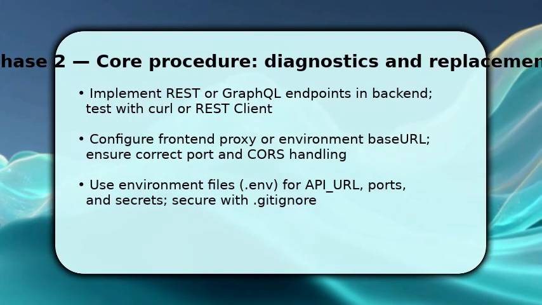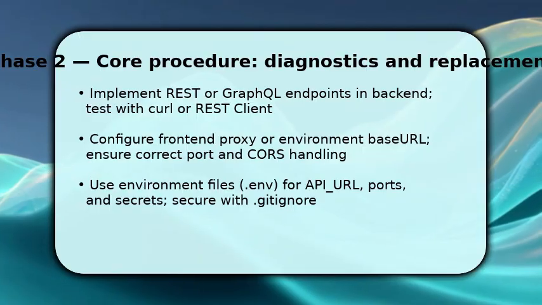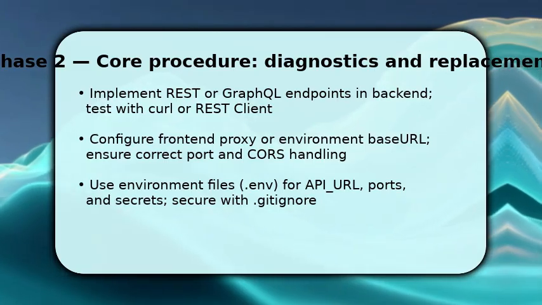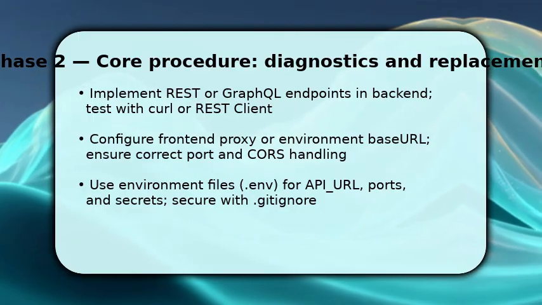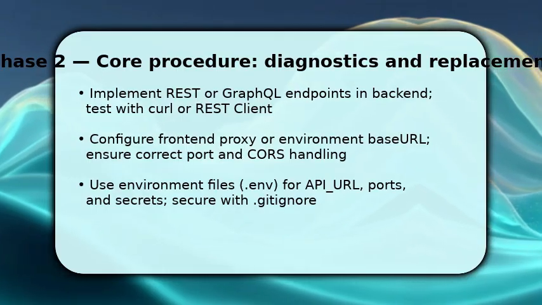You now build the connection surface. Implement clear API routes in the backend, then call them from the front end using a base URL. If you use Create React App or similar, configure a proxy or set an environment variable to avoid CORS. Alternatively, enable CORS in the backend with explicit origins.